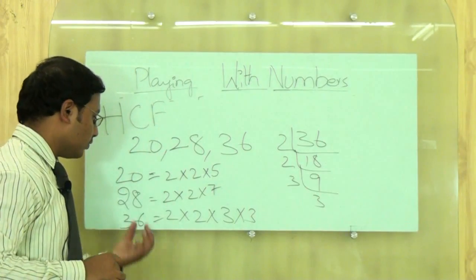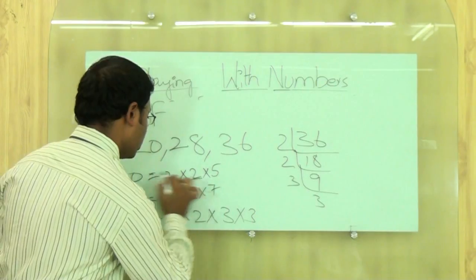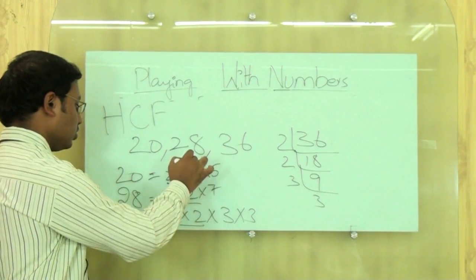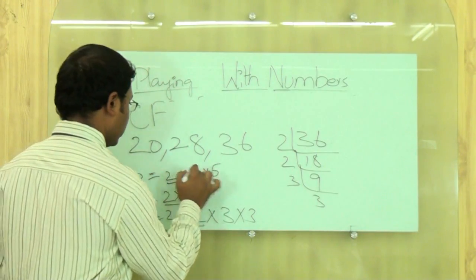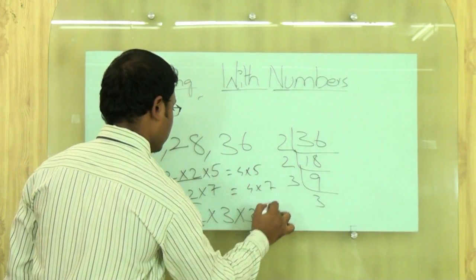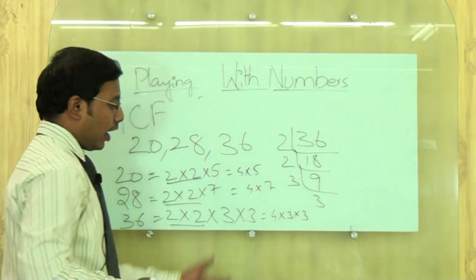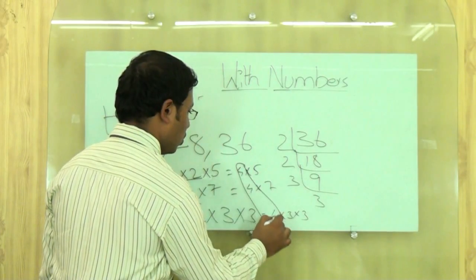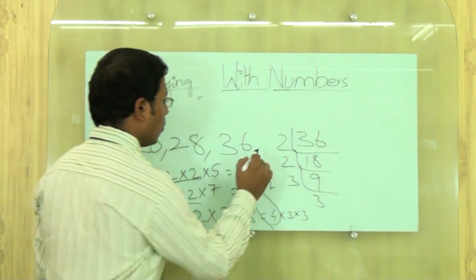The common factors of these 3 numbers, that is 20, 28 and 36, are 2 into 2. That is 4 is the common factor of these 3 numbers. That is 4 into 5, 4 into 7 and 4 into 3 into 3. And the highest common factor is also 4. So for the numbers 20, 28 and 36, the HCF is 4.